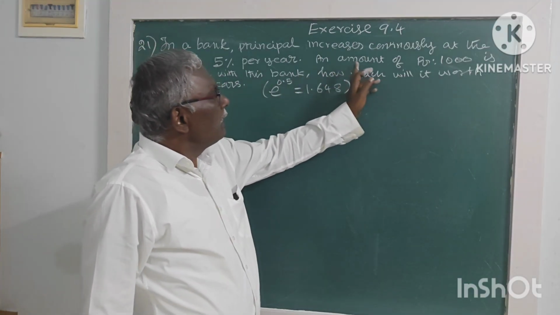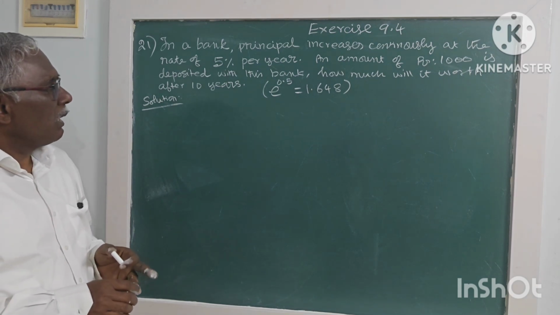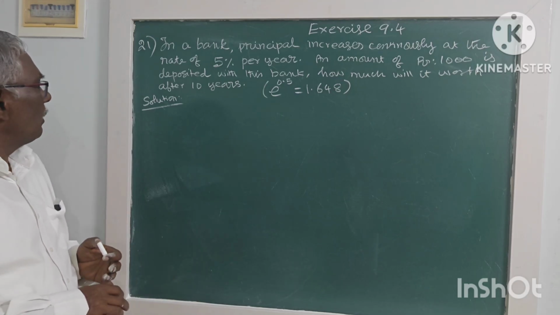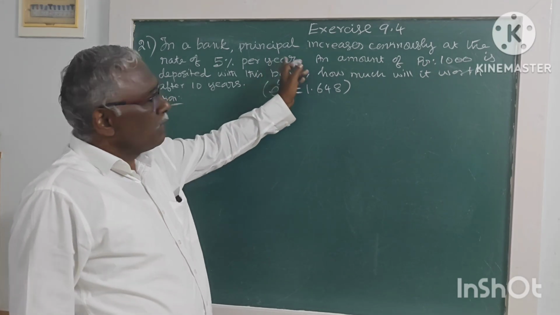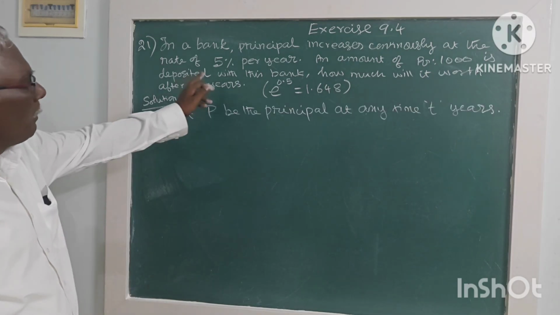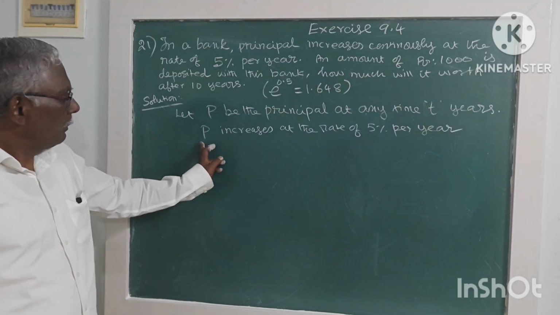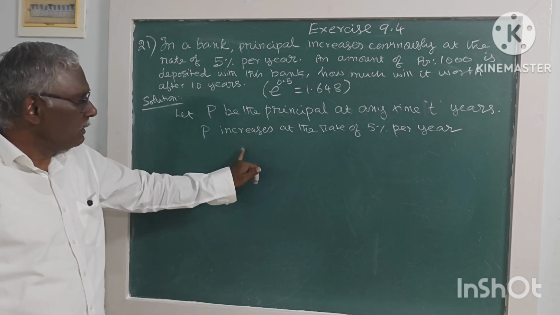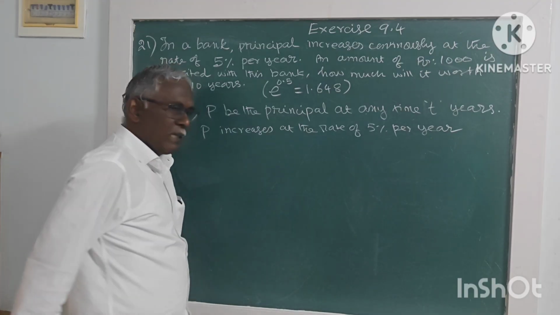In a bank, principal increases continuously at the rate of 5% per year. An amount of rupees 1000 is deposited with this bank. How much will it be worth after 10 years? So let us take, let P be the principal at any time T. So P increases continuously at the rate of 5% per year. So P changes with respect to time. P increases means P changes at the rate of 5% per year. P changes with the time.